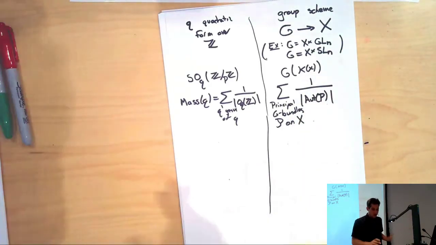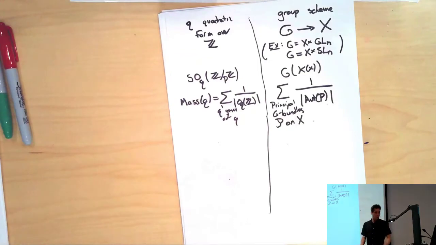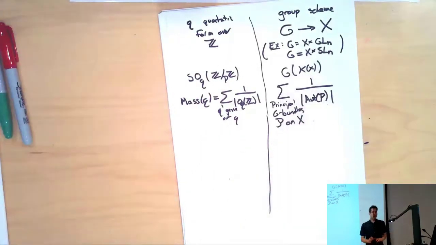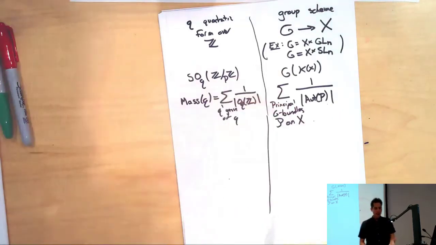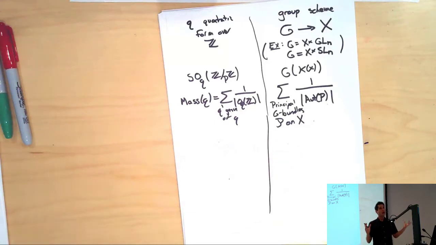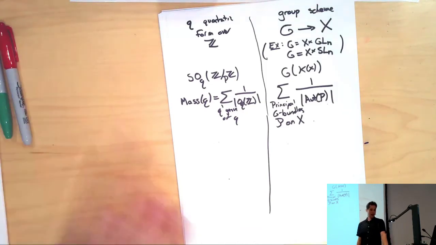So if you're not used to thinking about principal G-bundles in general, a good example to think about is G is X cross GL_n, and then principal G-bundle just means a vector bundle of rank n. That's not a good example because GL_n is not semi-simple. If G is SL_n, then principal G-bundle means a vector bundle of rank n together with a trivialization of its determinant. So now let me warn you about something that's not analogous in this picture with the left-hand side.